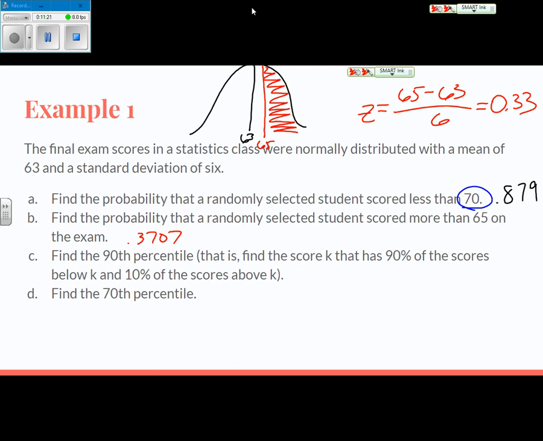So let's try one this way. It says find the 90th percentile. In case you forgot what percentile is, that means I want to find the score that someone made where they scored 90% better than everybody else. All right. Hold on, let's draw ourselves a picture. Where's the 90th percentile at?